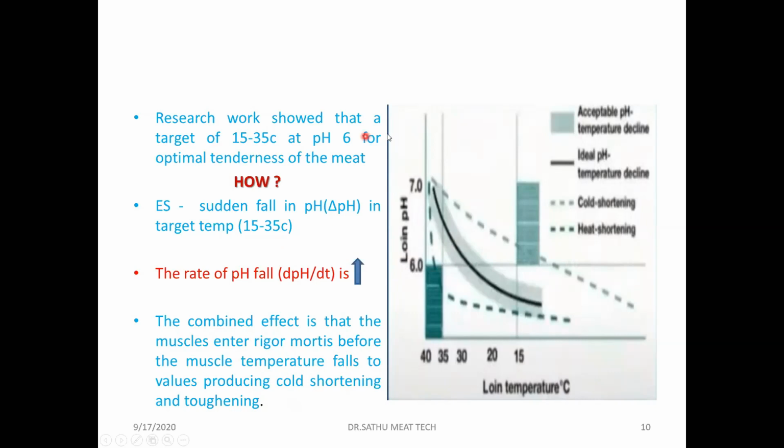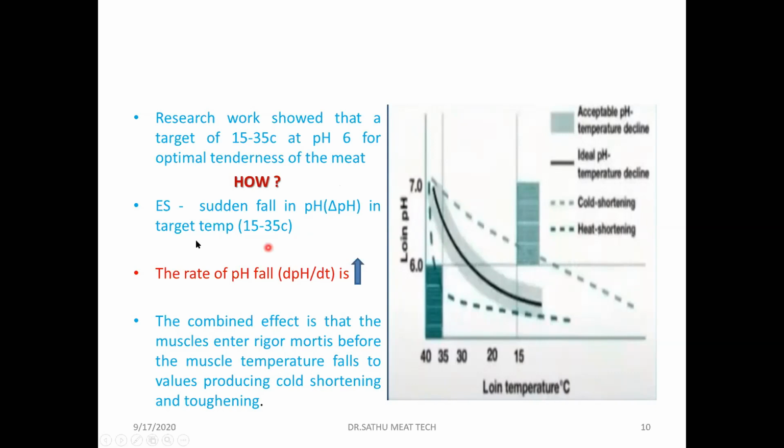The research work showed that by electrical stimulation, the target pH of 6 can be attained at a temperature of 15 to 35 degrees centigrade. That is what we are achieving by the electrical stimulation. How? Two things are taking place. One is the delta pH: a sudden drop in the pH from 7.1 or 7 to around 6.5 within 2 to 4 minutes. If it's low voltage electrical stimulation, it takes 4 minutes. If it's high voltage, within 2 minutes it will fall to around 6.5 or 6.6.